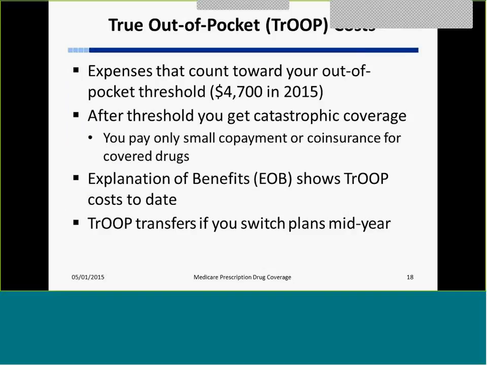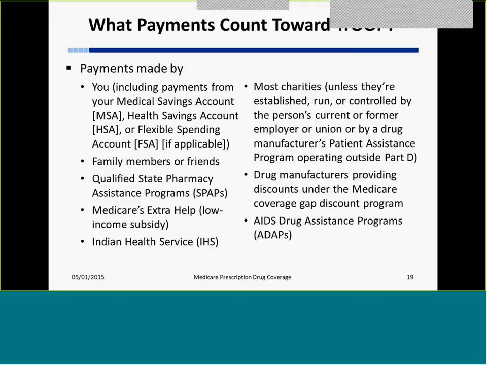So you can let your clients know that we're just talking a few 5 years out, that coverage gap would be completely eliminated. So the extras that count towards your true out-of-pocket, that $4,700 amount in 2015, after your threshold you get catastrophic coverage, and if you transfer plans, your TrOOP switches with you. So people that are on extra help that switch plans, their coverage spending switches with them.